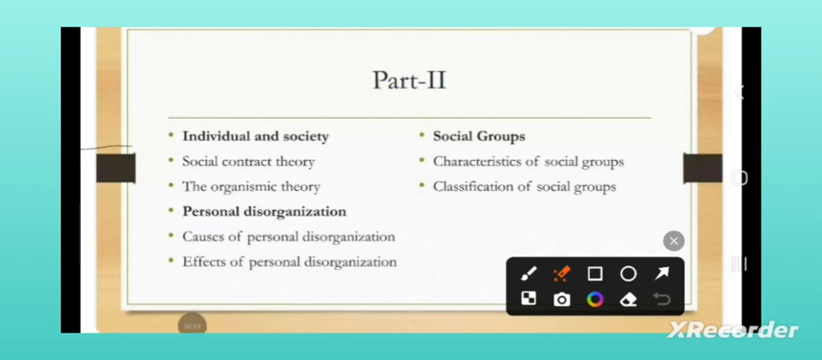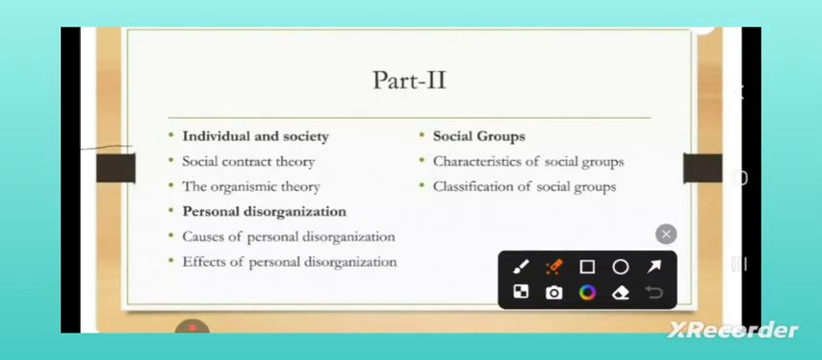Part 2, Individual and Society. Social contract theory: a philosophical concept concerning the legitimacy of the authority of the state over the individual.